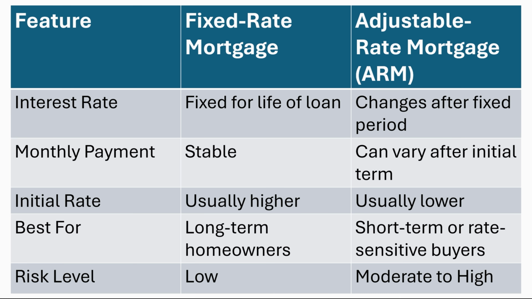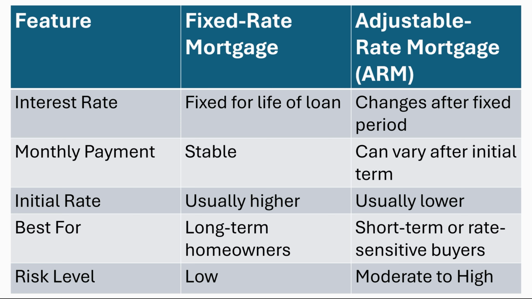Here we have a quick comparison that you can see between the two. So the fixed rate mortgage is fixed for the life of the loan, where the adjustable rate changes after the fixed period. The monthly payment is stable on the fixed rate, where the adjustable rate can vary after the initial term. Then the fixed rate is usually slightly higher. We're not talking a big difference, but over 5 to 7 to 10 years, it can add up. And the adjustable rate is usually lower.